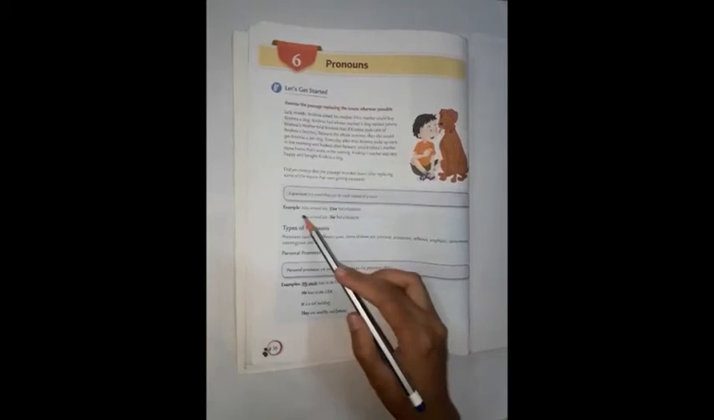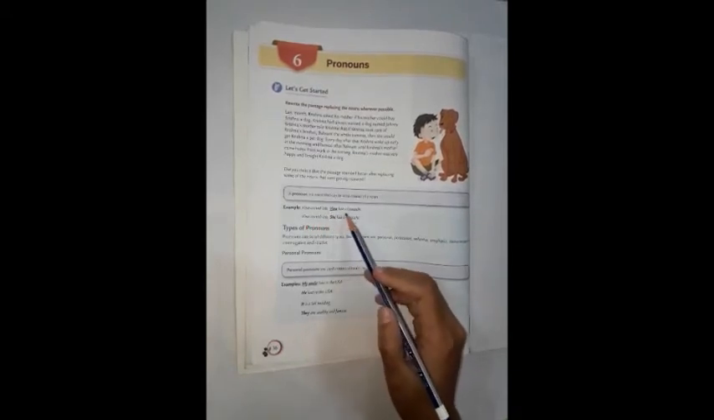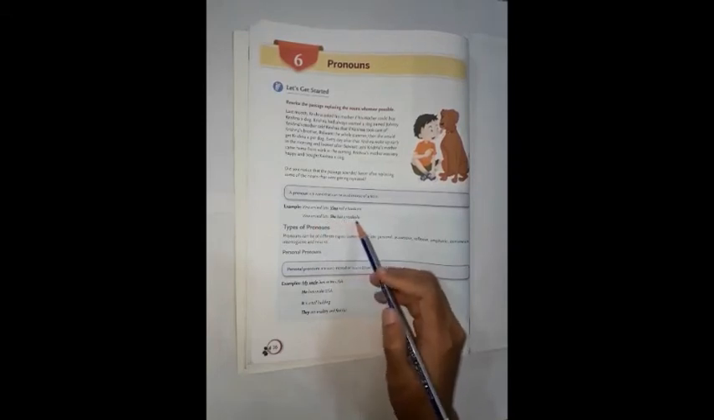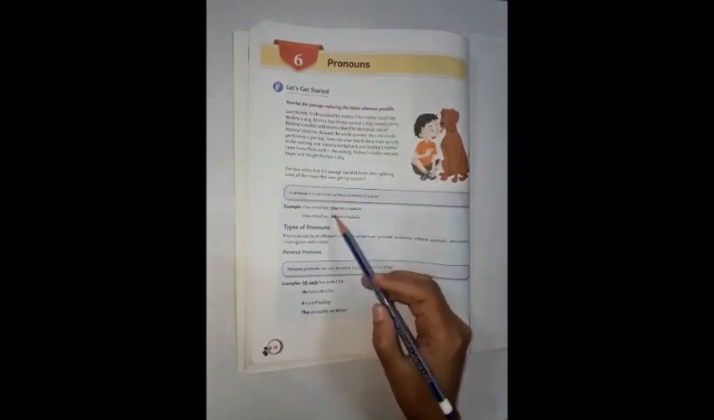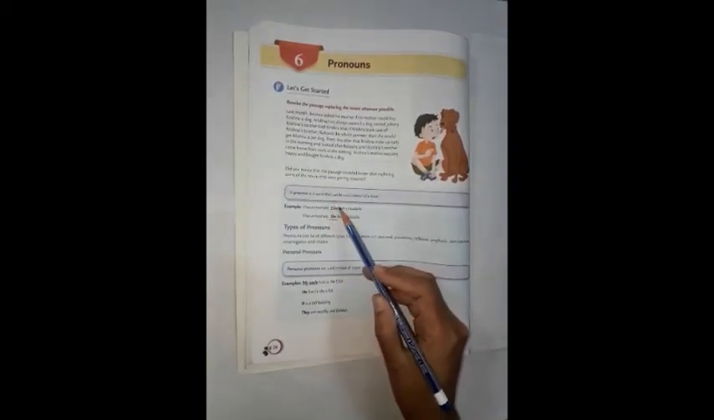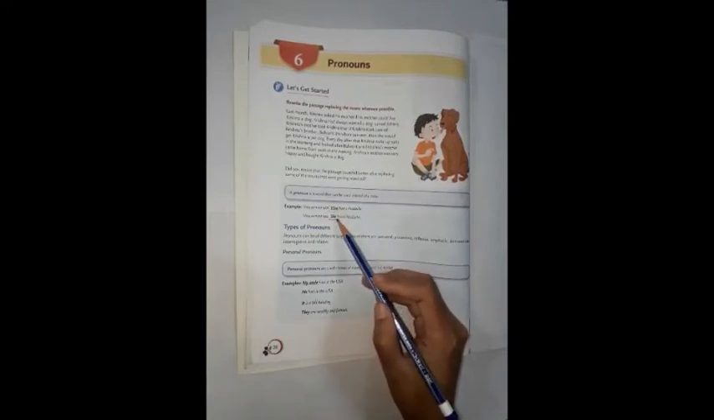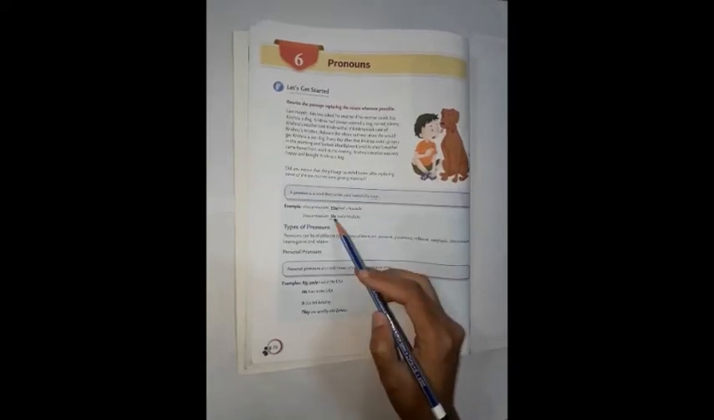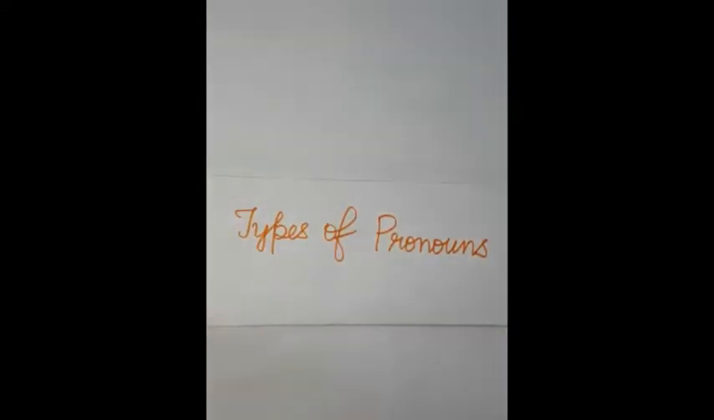For example, Veena arrived late. Veena had a headache. Veena arrived late. She had a headache. So Veena is a noun and she is used in place of Veena. Without repeating the word Veena, that is without repeating the noun, we can use the pronoun in place of a noun. So let me acquaint you very briefly with the types of pronouns.